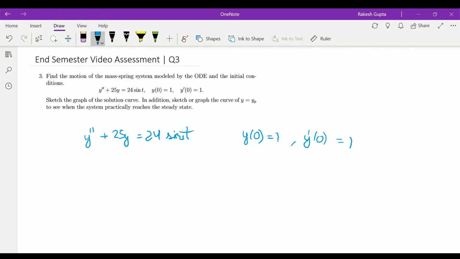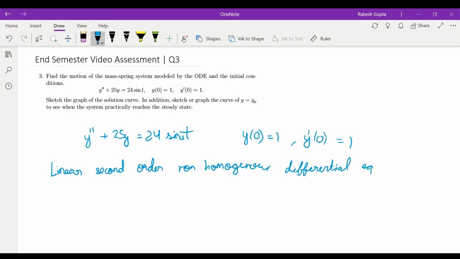So we can clearly see that this is a linear second order non-homogeneous ordinary differential equation. This is ordinary.